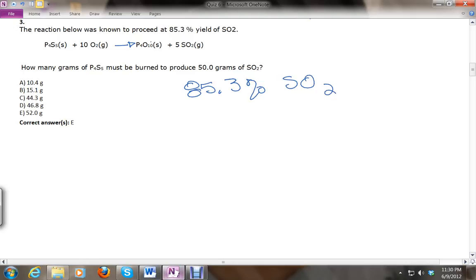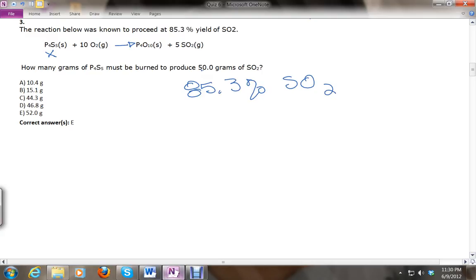Let's check if it's balanced. For, I think it was, 10 sulfur, 5 and 5. Yeah, 20 oxygen, 10 plus 10, 20. So how many grams of P4S5 must be burned? They're asking for this one, right? To produce 50 grams of SO2.